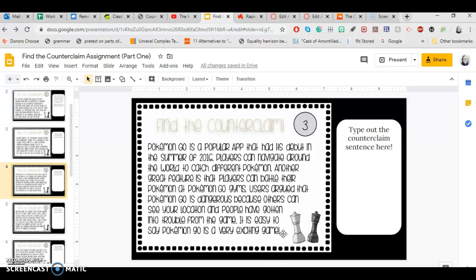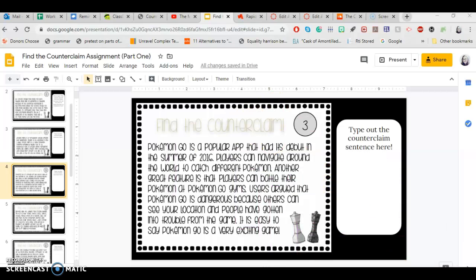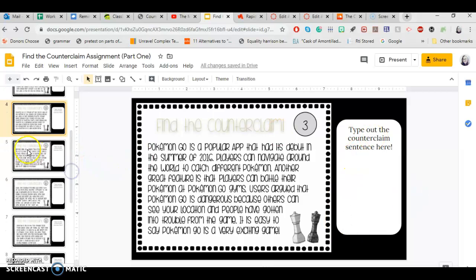So again, the topic here, excuse me, I need to plug in my laptop. So the topic here is obviously Pokemon Go. Now, you have to figure out what the author believes about Pokemon Go. And then you need to find the opposite and type out the counterclaim. Okay.